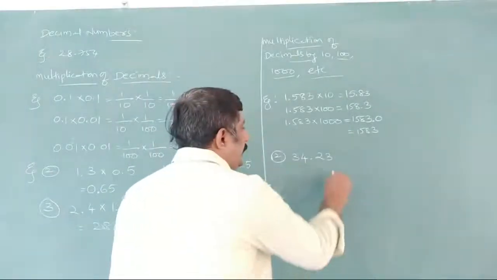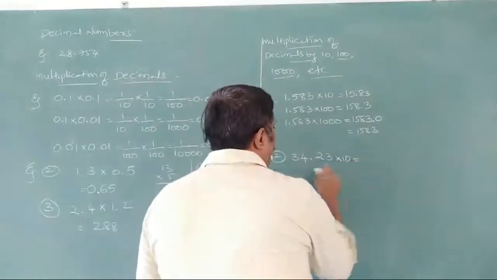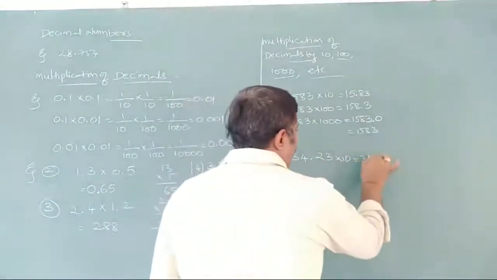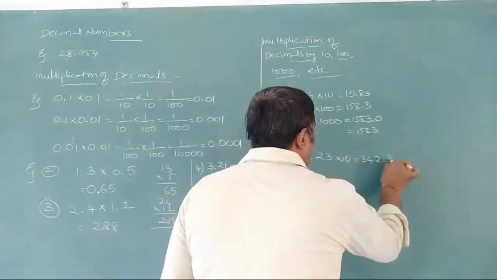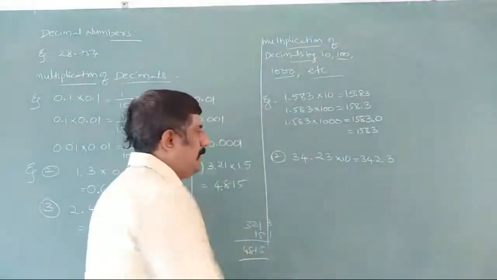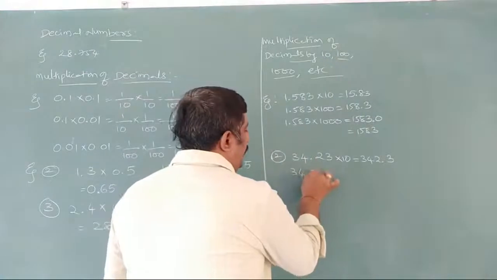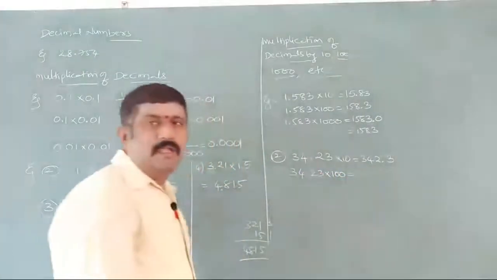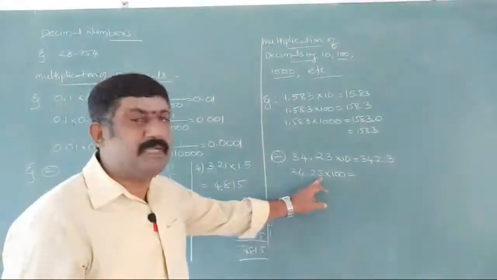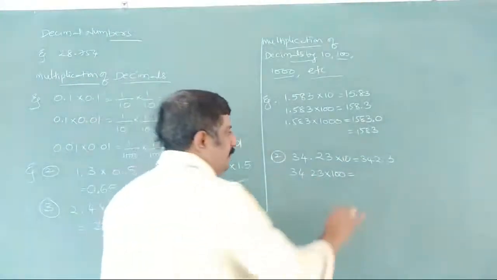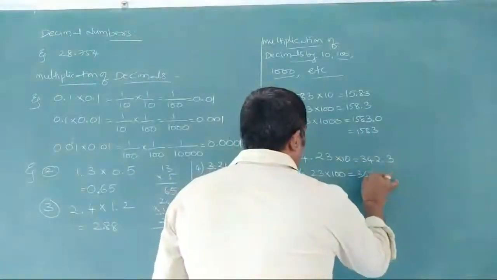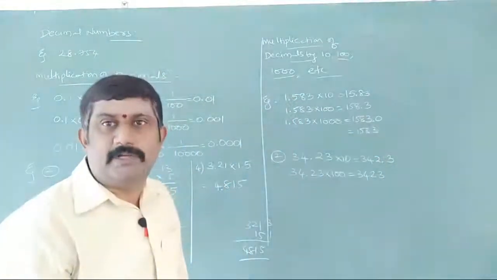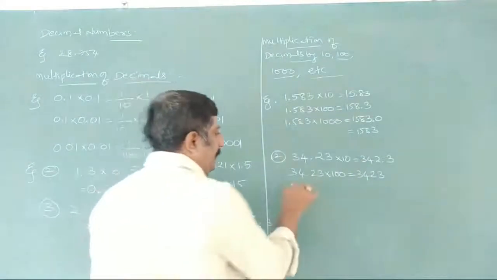34.23 into 10, I am doing here. As we discussed, the point is moving one step to the right side. So 342.3. Next, 34.23 into 100. Again, it has to move 2 steps here. 1, 2. So what you are getting now is 3423.